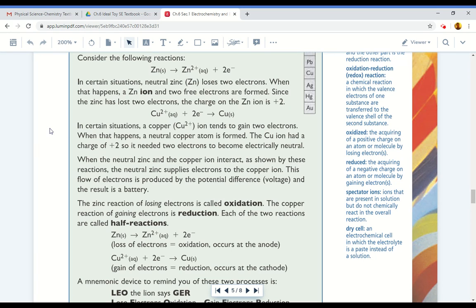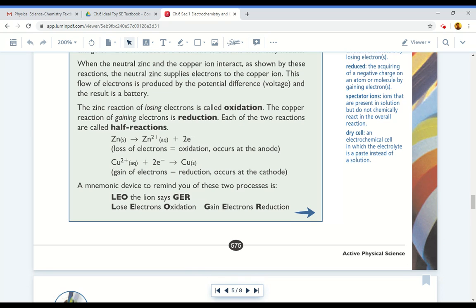In certain situations, a copper ion tends to gain 2 electrons. When that happens, a neutral copper atom is formed. The copper ion had a charge of positive 2, so it needed 2 electrons to become electrically neutral. When the neutral zinc and the copper ion interact, as shown by these reactions, the neutral zinc supplies electrons to the copper ion. This flow of electrons is produced by the potential difference, voltage, and the result is a battery.